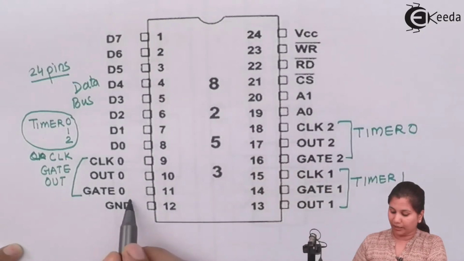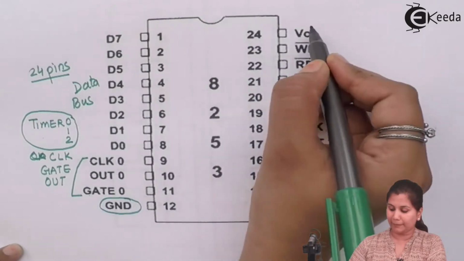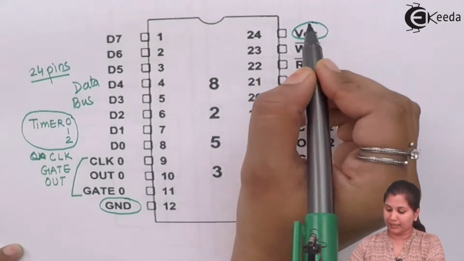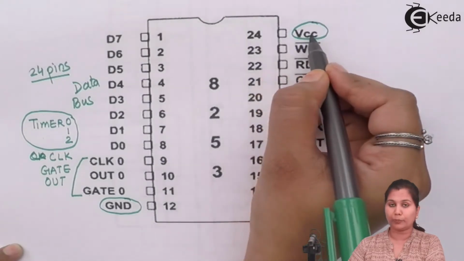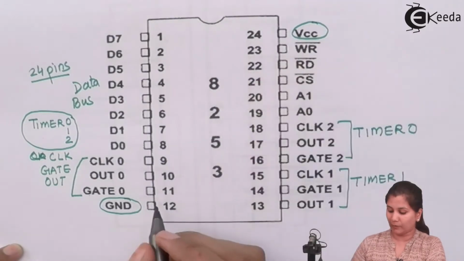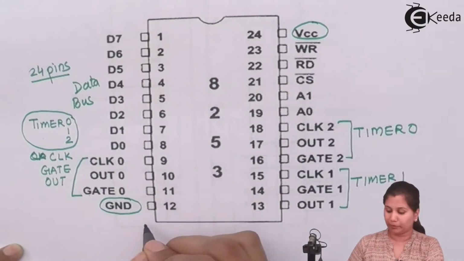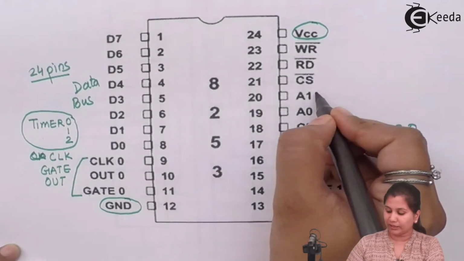Then we have the ground and the power supply pins. The power supply pin is pin 24, which is positive, and ground is connected at pin number 12. Then we have A1 and A0.